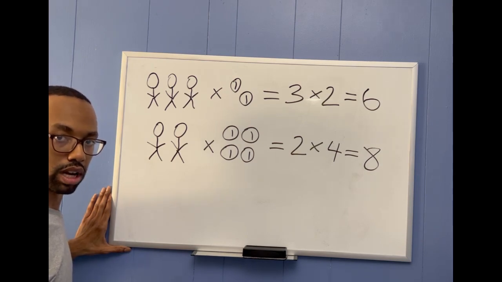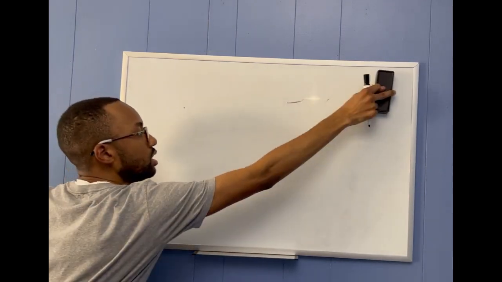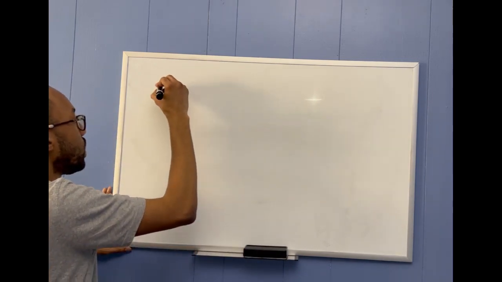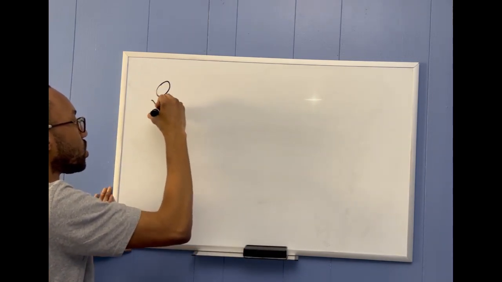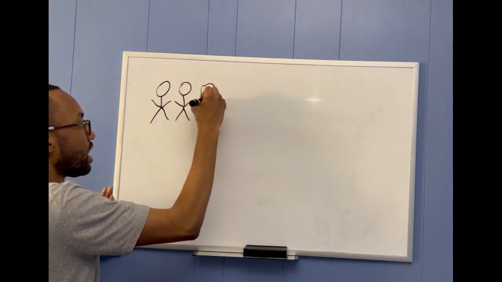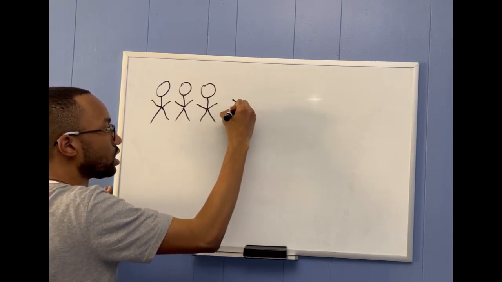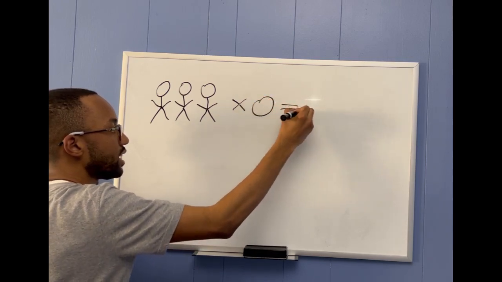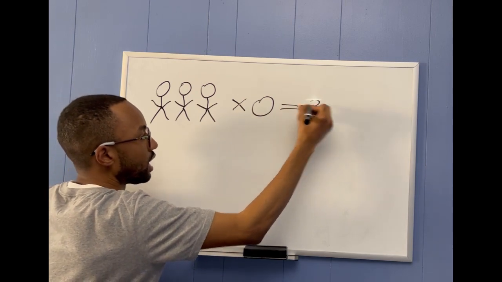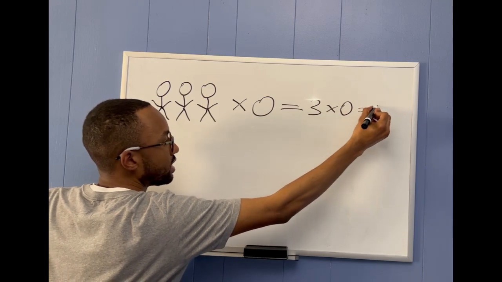Okay, let's step it up a notch. Suppose you want to multiply by 0. Let's say you have 3 friends, and they ask for 0 marbles. What's the answer? So you have 3 friends, so that's 3, times 0, and you get 0.